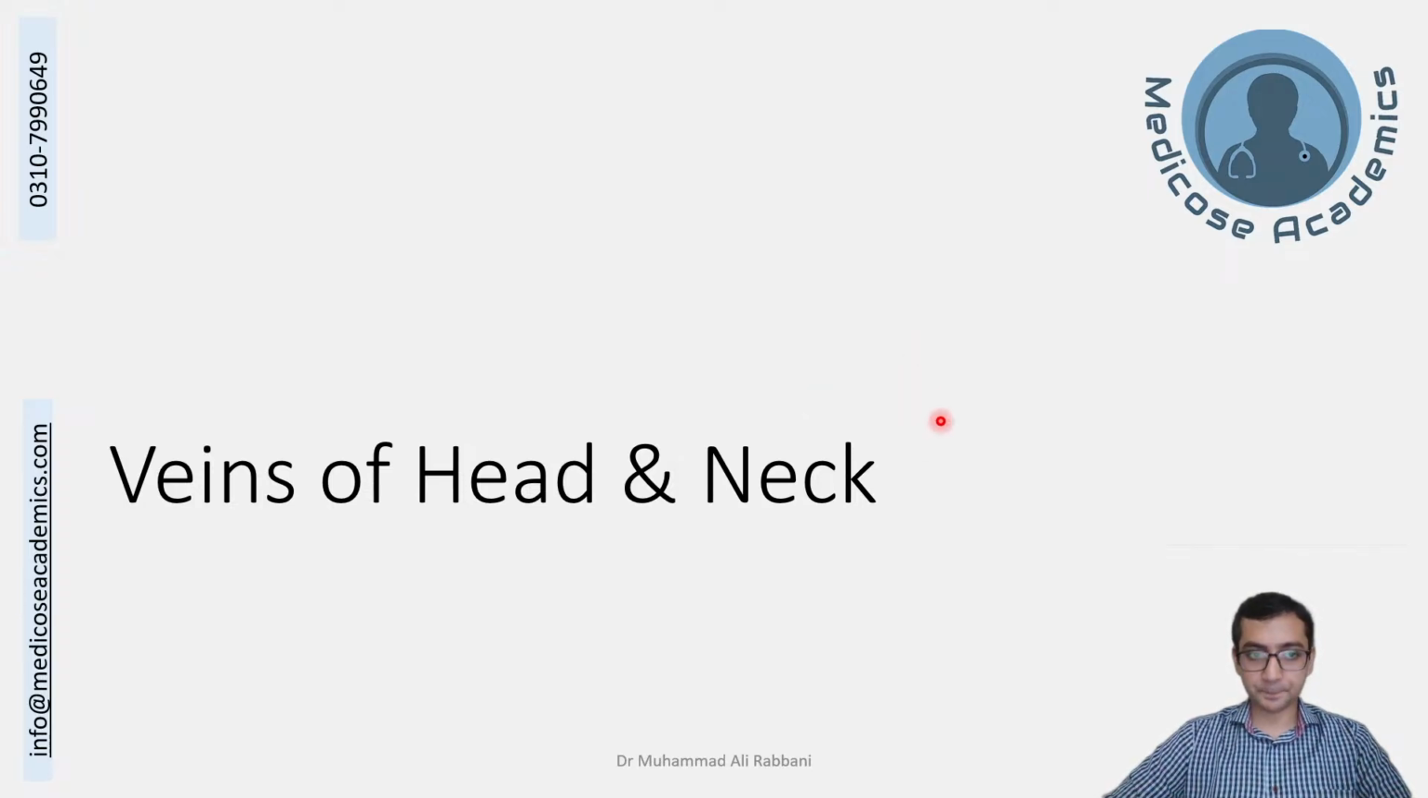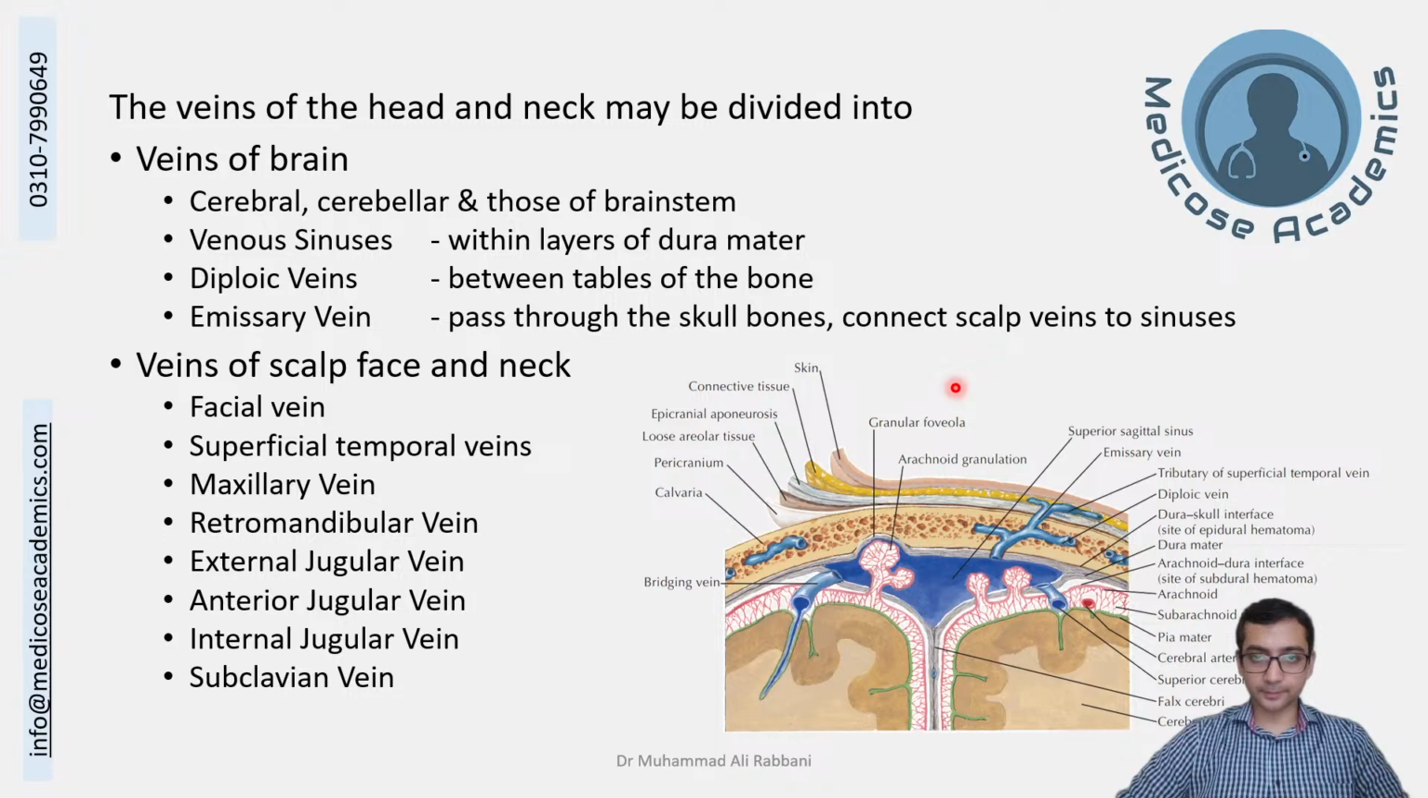Let's move on to the veins of the head and neck. Overall, the veins of the head and neck may be divided into the veins of the brain. These are the veins inside the cranial cavity, and they are cerebral veins, brainstem veins. We're not going to discuss those. There are venous sinuses, dural venous sinuses. That's a whole other topic. Diploic veins, the veins that run between the two tables of the calvaria. And then there are emissary veins, the veins that pass between the dural venous sinuses and the veins on the top of the skull. So these are the veins of the head and neck.